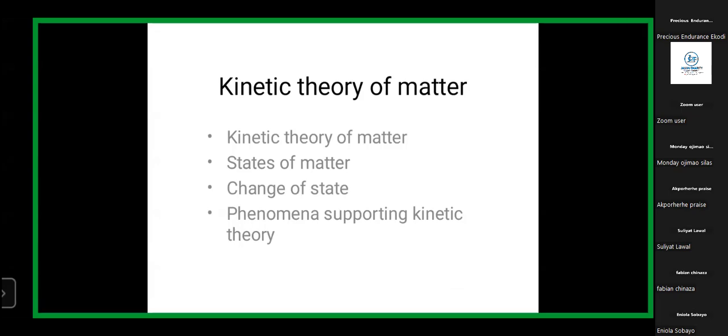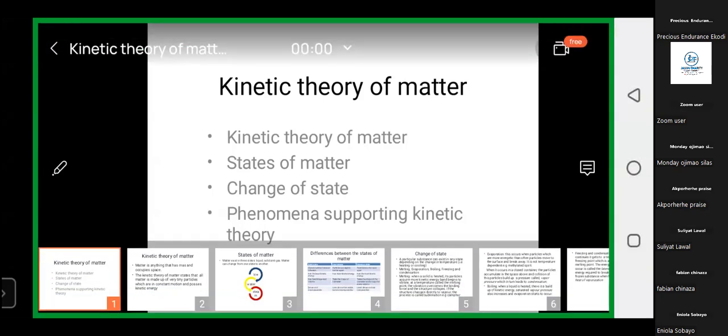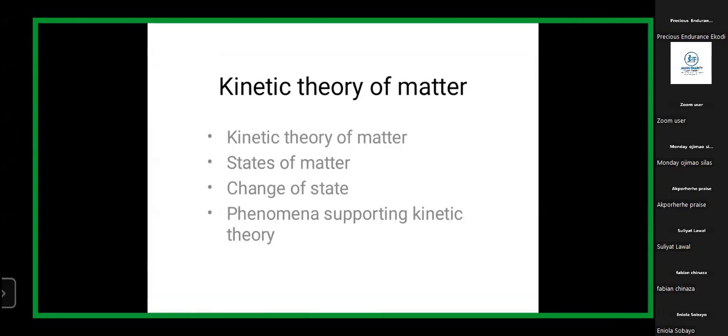Now, first of all, we have some keywords that we have to analyze under this topic. They are kinetics and matter. Please, who can help us with the definition of matter? Let's start with that. If you can, please just unmute and answer because I'm sharing my screen. I can't really see whose hand is up.